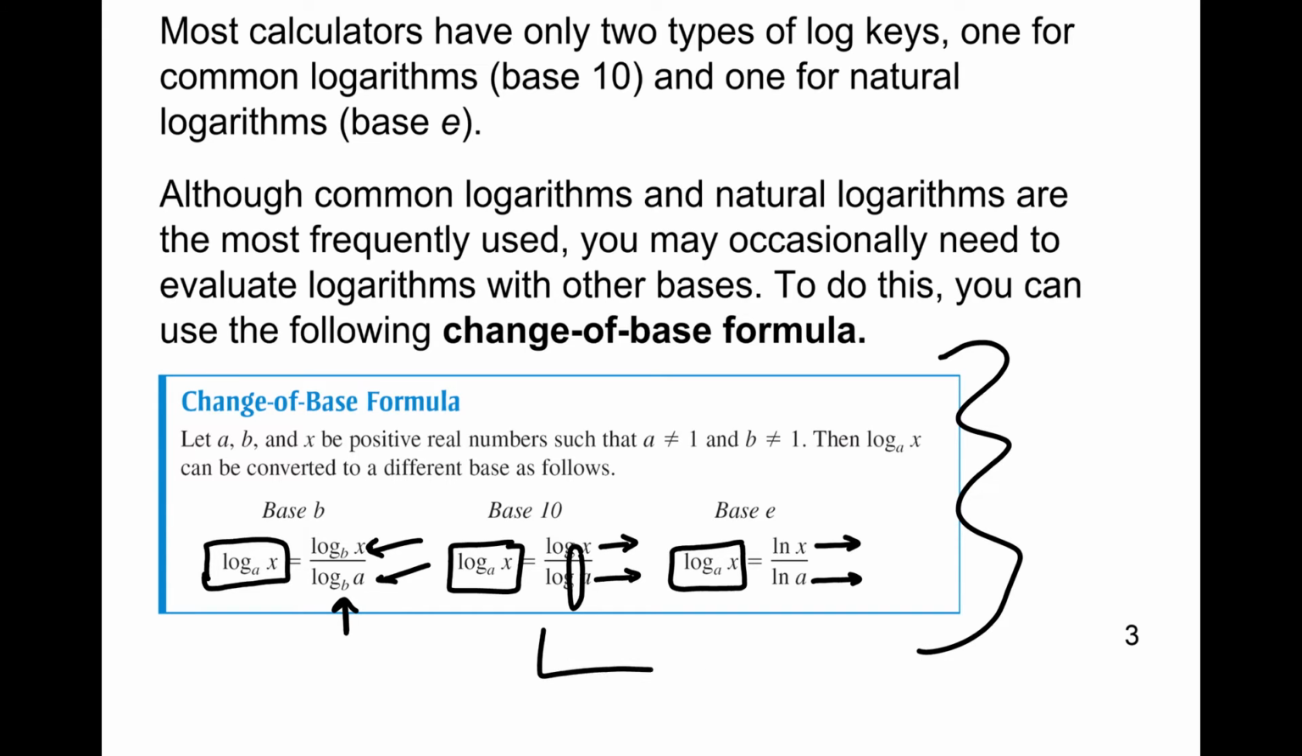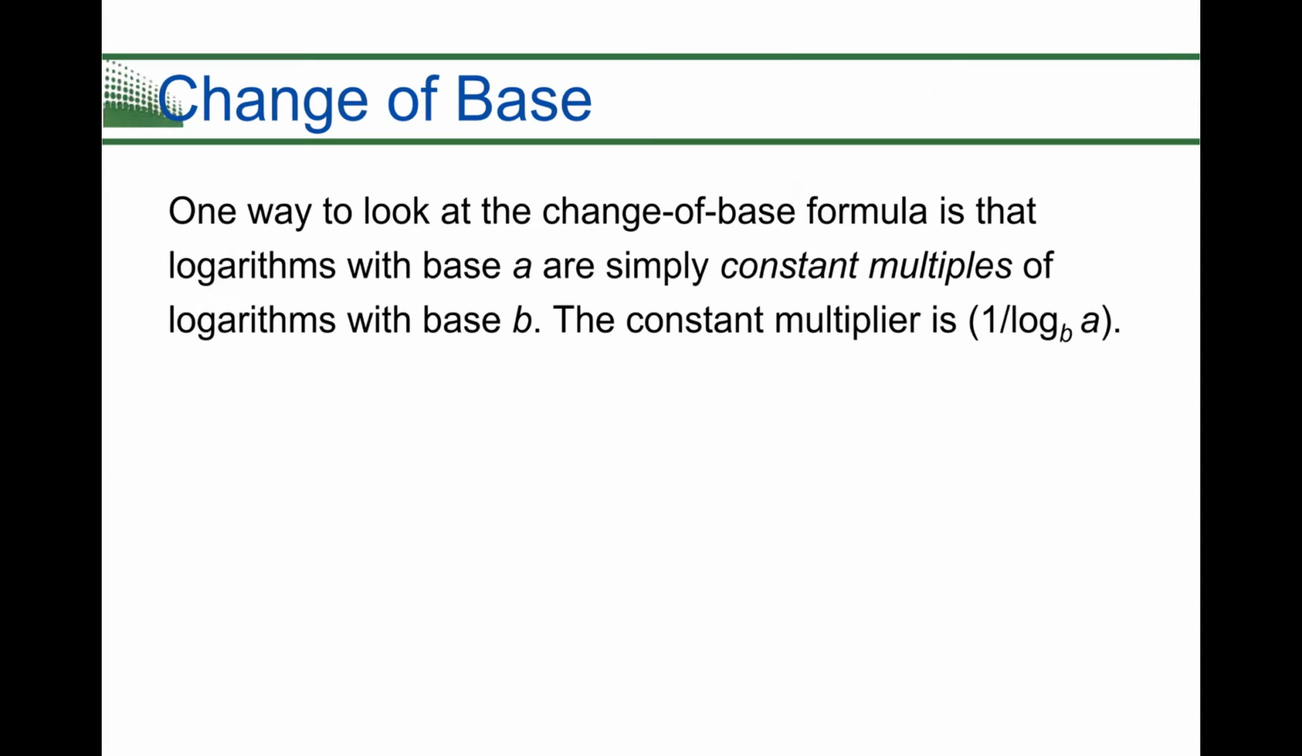Now, no matter what you choose between base e or base 10, because these would probably be the two that we use, you will still get the same answer. Yes, log of x will be different than ln of x, and log of a will be different than ln of a, but overall the final answer you get will be the same when you divide them. One way to look at the change of base formula is that logarithms with the base a are simply constant multiples of logarithms with base b. The constant multiplier is 1 over log base b of a.